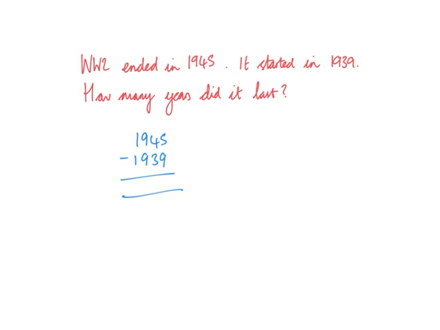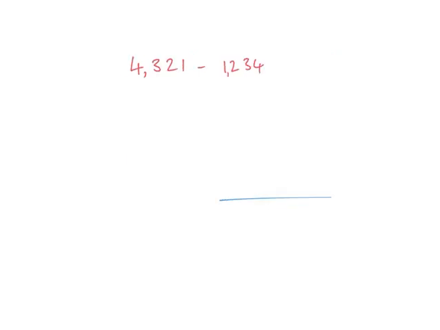So they use mental methods because there's a very small gap between the two numbers. Where they may have to use a written method, however, is in something like this. So here we set it out as a column, 4,321, 1,234. Now remember, partitioning, we need to make sure things are laid out in the right columns.